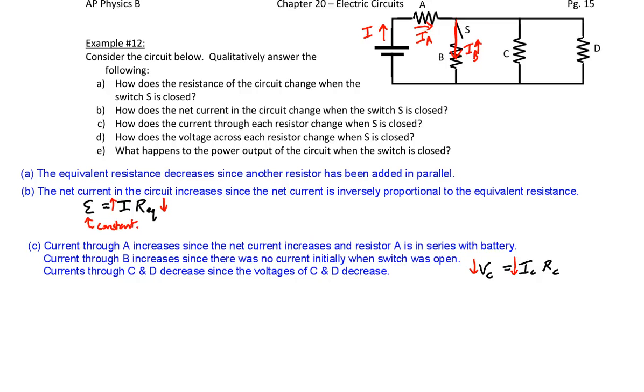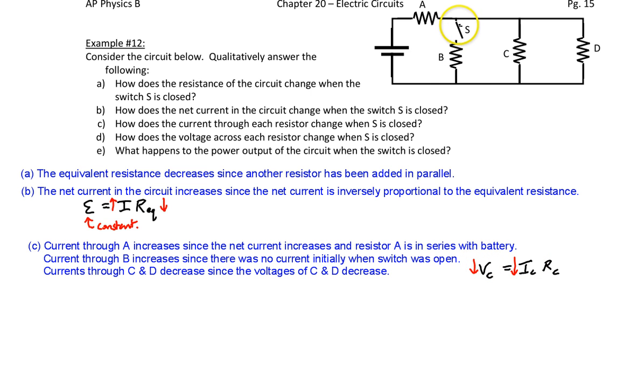Okay, now discuss what happens to the voltages across A, B, C, and D. Take a moment and jot down your answers. Okay, so for A, the voltage of A should increase. Why? Because the resistance stays the same, but the total current through that one has increased. And because voltage is proportional to the current, an increase in current will cause an increase in voltage.